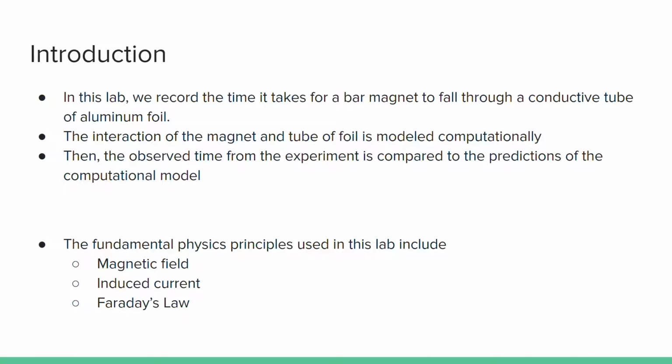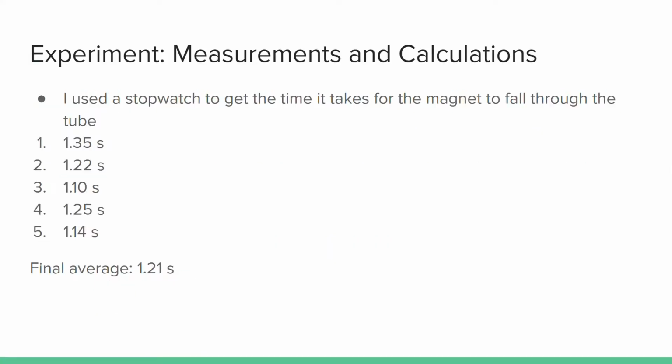The fundamental physics principles used in this lab include magnetic field, induced current, and Faraday's law. I used a stopwatch to get the time it takes for the magnet to fall through the tube. My final average for the experiment was 1.21 seconds.